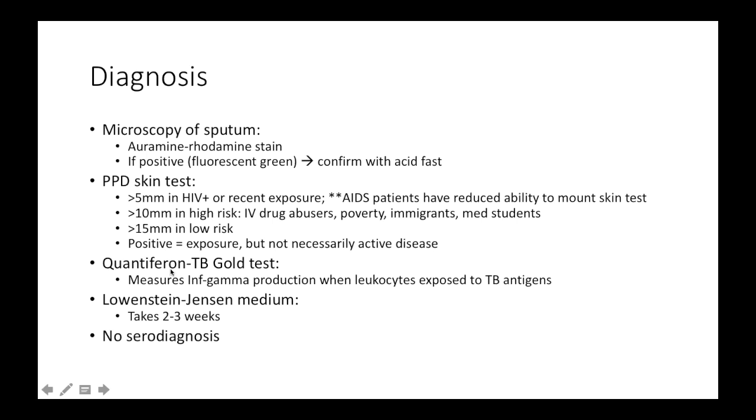All right, so now that we know what it looks like and how it happened, we want to know how to diagnose it in patients. So there are a number of things you can do. You can take a sputum sample and do the auramine-rhodamine stain that I talked about earlier. And if it's positive, it'll show up as fluorescent green. And you can confirm the diagnosis with an acid-fast stain.